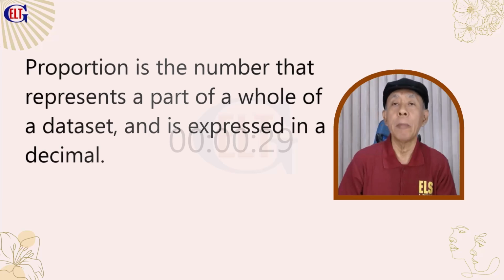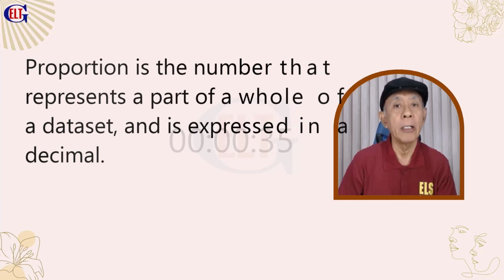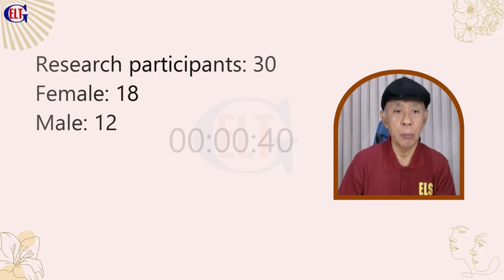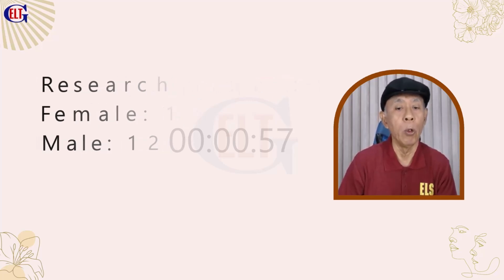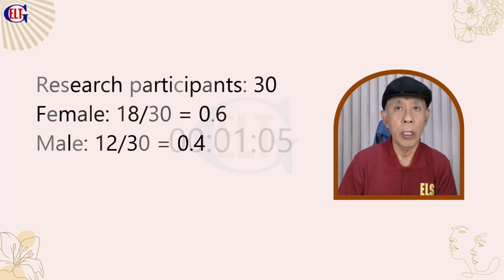Proportion is the number that represents a part of the whole of a dataset and is represented by a decimal. For example, we have a study that involves 30 respondents. 18 of the respondents are female and 12 of the respondents are male. We can say that the proportion of the female subgroups is 0.6 and the proportion of the male subgroups is 0.4. We divide 18 by 30 to get the proportion of 0.6. And we divide 12 by 30 to get the proportion 0.4.